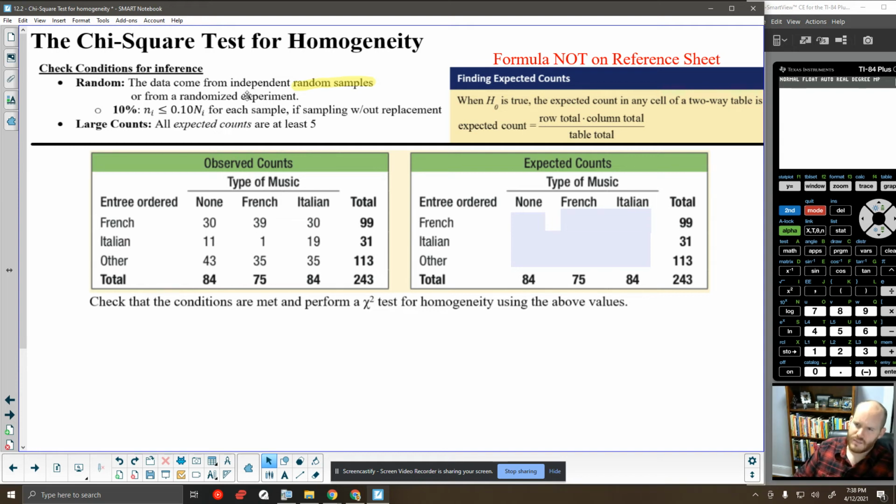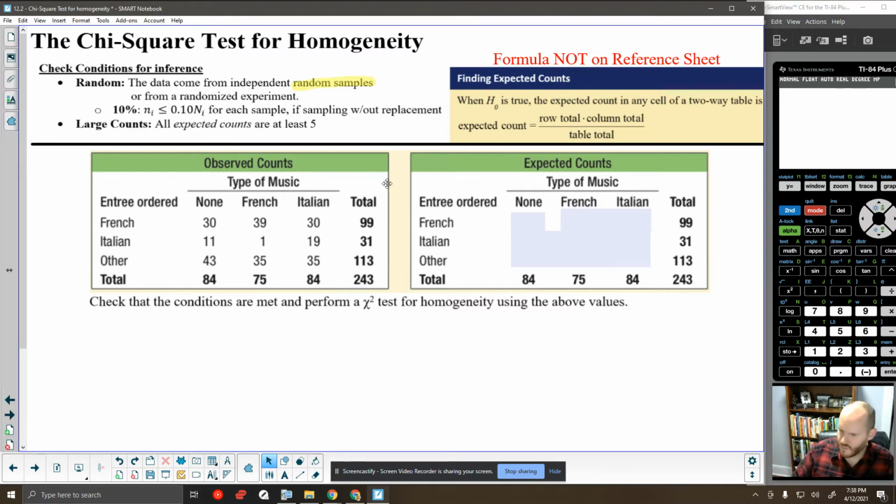So first is the random condition. This is a randomized experiment. We were told that subjects were randomly assigned to treatments at the very beginning. So I've met the random condition. And because it's an experiment and I'm not sampling without replacement, I don't have to do the 10% condition. So now I have to do the large counts.